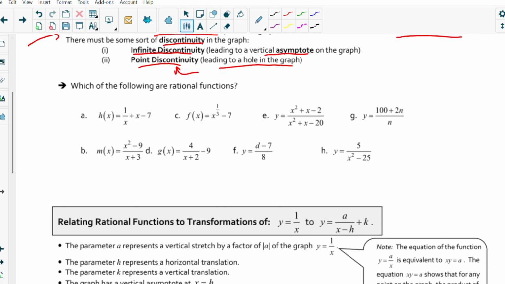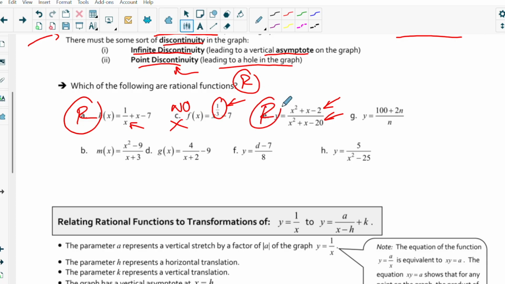Which of the following are rational functions? I'm going to say R for rational function. So R, yes, because I have a numerator and denominator. They're both polynomial functions where the degree in the denominator is not 0. This is no, because of 1/3 not being a whole number, so that's not a polynomial. Polynomial, the denominator degree is not 0, so that's a rational expression.